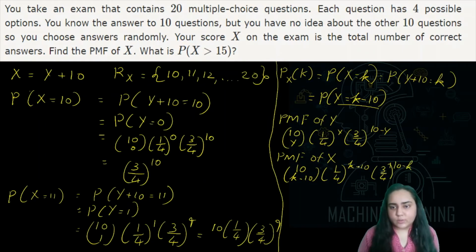Here it is going to be k minus 10, and here you have 10 minus k minus 10, which is actually 10 and 10 get cancelled, and you are left with k.